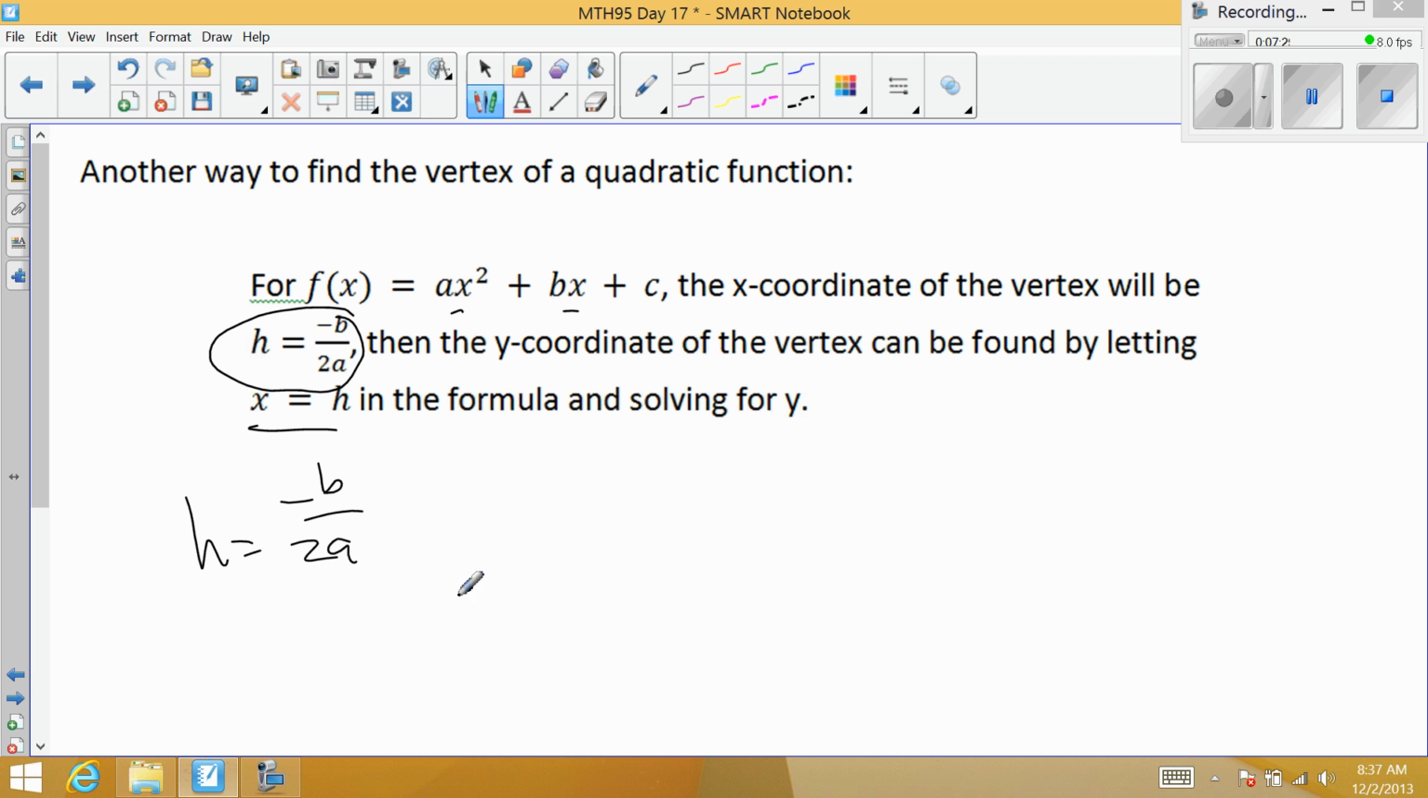Now you may be thinking, oh no, one more formula to memorize, but you actually know this already because you know the quadratic formula. The quadratic formula, x equals negative b plus or minus the square root of b squared subtract 4ac, all over 2a. If you look at the quadratic formula and just ignore all of this stuff, negative b over 2a, that's our formula for the x-coordinate of the vertex.